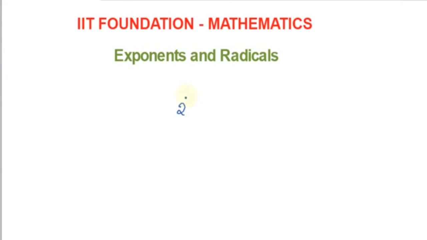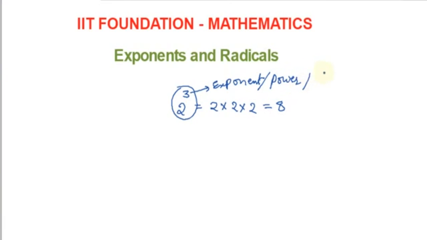For example, if I write 2 to the power 3, the meaning is 2 into 2 into 2. If you multiply 2 three times, we can write it in the form of 2 to the power 3. In this, 3 is the exponent, or we can call it the power, and sometimes the index also. So these are the terms you can use. Now the base: this down here is the base, so 2 is the base and 3 is the power.